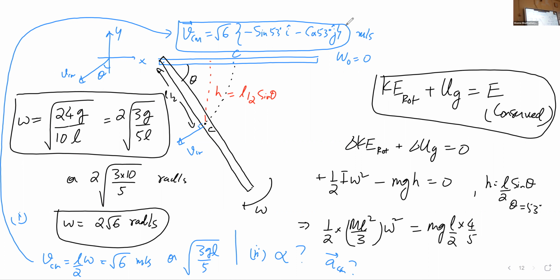So how much will the moment arm of mg be? It will become mg L by 2, the moment arm will be L by 2 cos theta. So mg L by 2 cos 53 should be equal to I alpha. So that will give you the value of alpha.